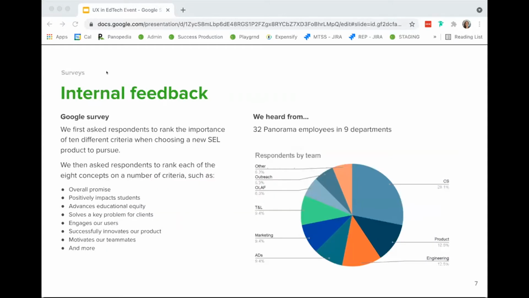One part of the process to validate is sending out surveys. The first one was gathering internal feedback. We sent out a survey and heard from 32 Panorama employees in 9 departments. We first asked respondents to rank the importance of 10 criteria when choosing a new SEL product to pursue, and then to rank all of the concepts based on those criteria. I have some of those listed here, like how does this concept positively impact students, advance educational equity, solve a key problem for clients, etc.